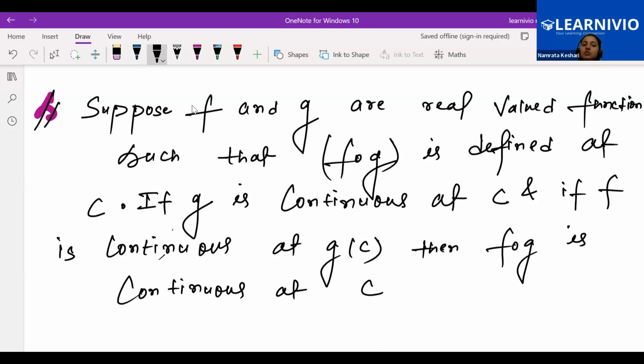Let's see what the statement of this theorem says. You need to understand it, then we'll be solving few questions. So here it says that suppose f and g are real valued functions such that f of g is defined. The composite function f of g is defined at c. Now if g is continuous at c, and f is continuous at g of c, then only we can say that the composite function is continuous at c.